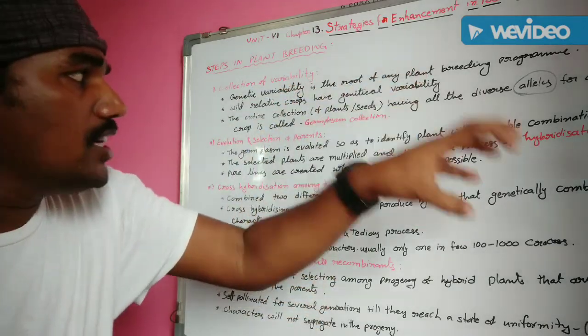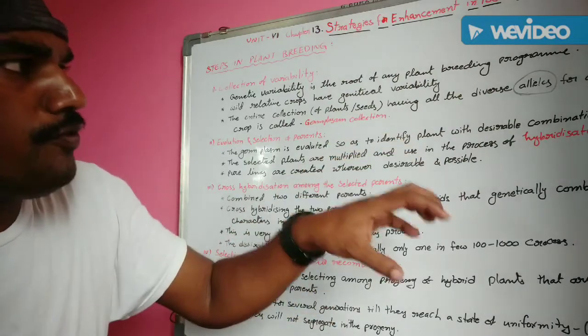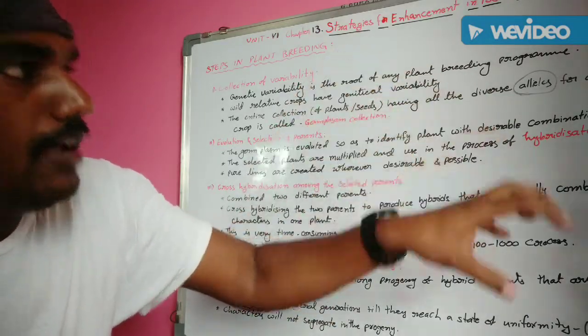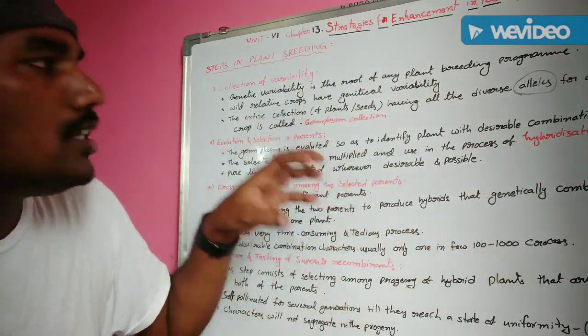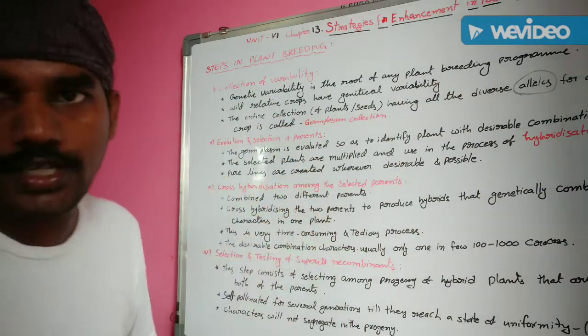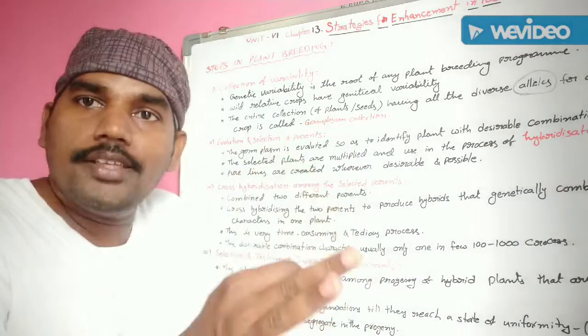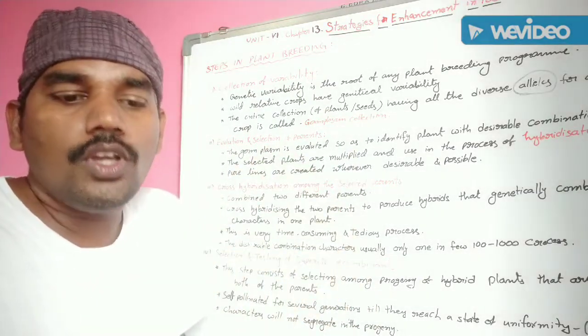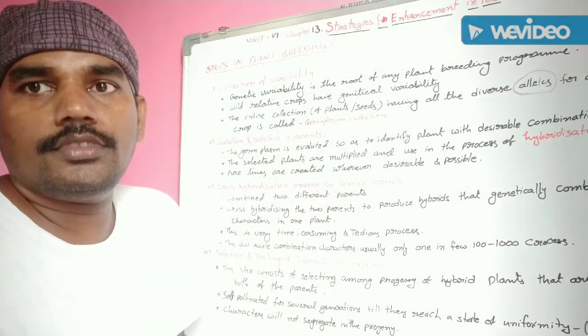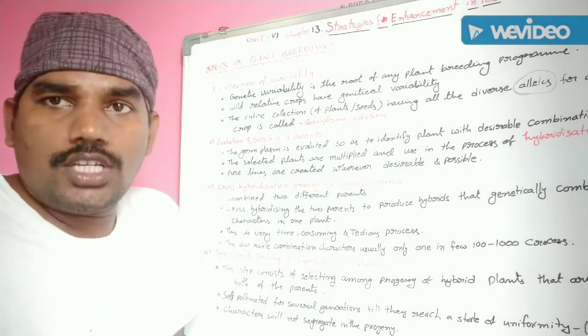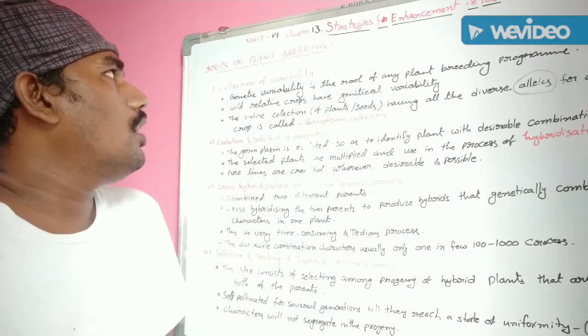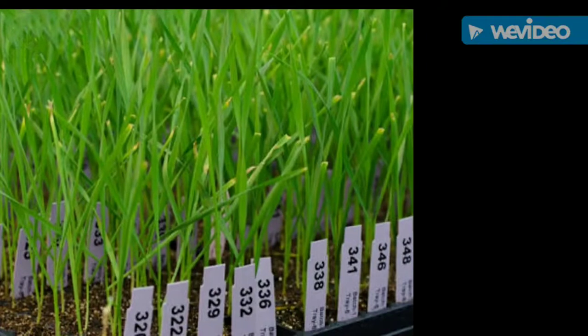The plants are collected, the seeds are collected, and the diverse alleles of all genes in the given crop are collected. That type of phenomenon is known as germplasm collection. This is the initial step in plant breeding.